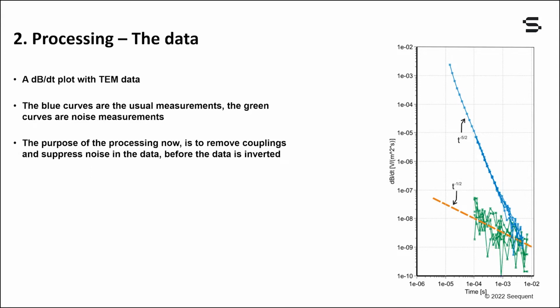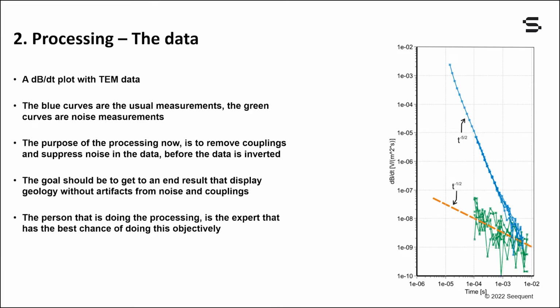So the purpose of this is to remove noise and to remove couplings. EM is very sensitive to man-made installations, power lines, roads, pipes, and so on. So we need to remove these couplings in the data because it cannot be used, and we want to suppress the noise so we can use more of the data. The goal is, of course, to get data we can use in the inversion that doesn't give us any artifacts that could look like geology but are from noise and couplings, and to help the persons who are working with data so they don't have to do everything completely manually.